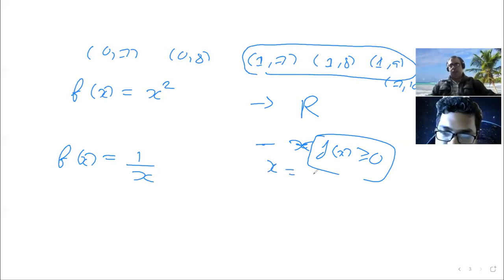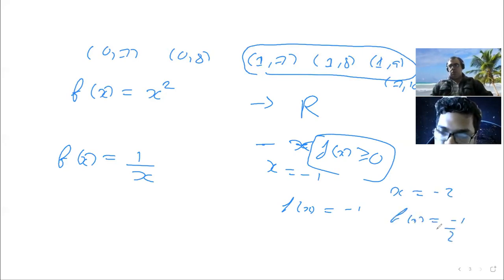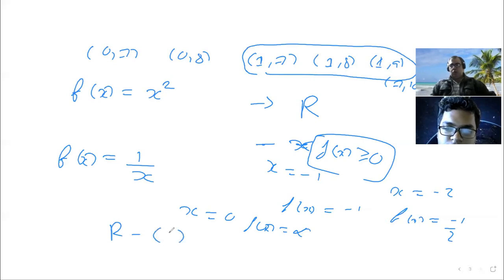Suppose x is equal to -1, then f(x) will be equal to -1. If x equal to -2, f(x) will be equal to -1 by 2, right? But for x equal to 0, f(x) becomes infinity. So all the real values minus 0. They can be greater than 0 or less than 0, but it cannot be 0, right? So this will be the domain of 1 by x, right?